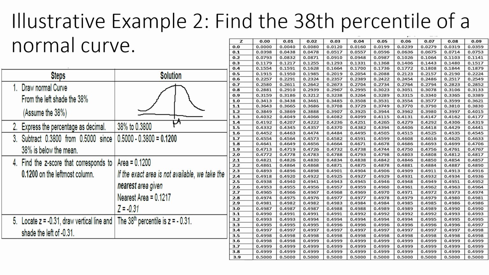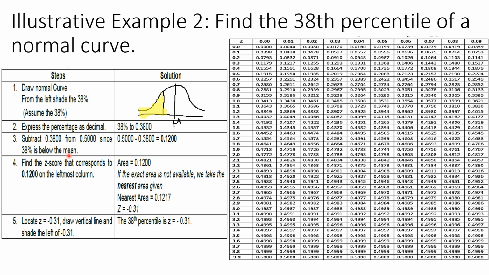So, yung masashade lang, for sure, is yung left side. Let's assume, no, that this part is 38%. So, let's shade it. So, assumption lang lahat ng to, no? First step, syempre, hindi pa natin alam kung nasan yung z-score niya. And after that, of course, is we express percentage into decimal. So 38% is also equal to 0.3800.